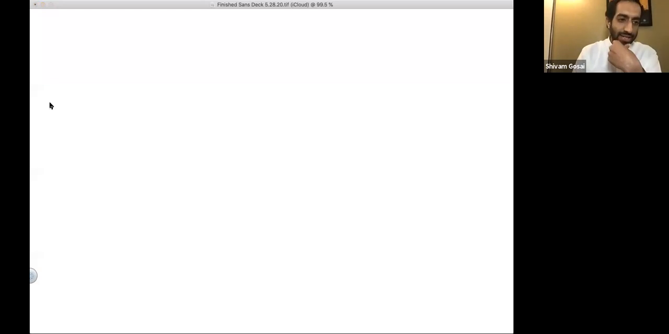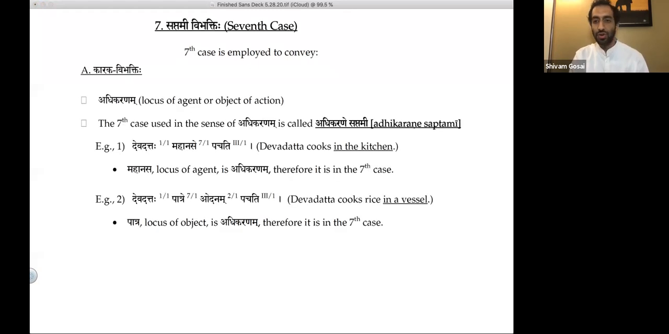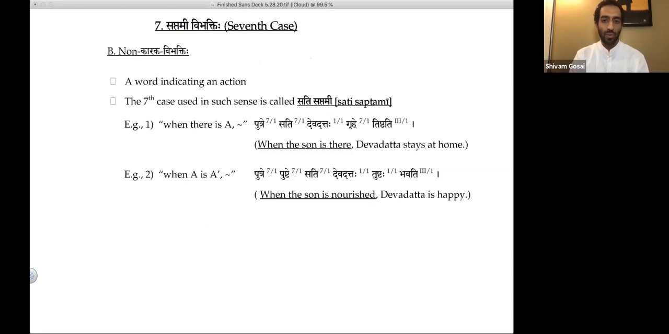So now we're going to go back to the seventh case. Okay, now in the seventh case, we saw two things. So seventh case, this is page 84, 85. Seventh case conveys the adhikaranam. Adhikaranam is one of our 6 karakas. Last of the 6 is adhikaranam. It means a locus or location of the action, or it technically is the agent or object of action. Right? Adhikarane saptami. We also see sati saptami.